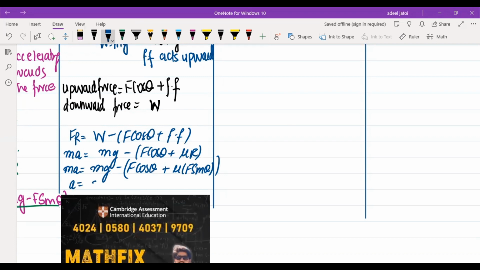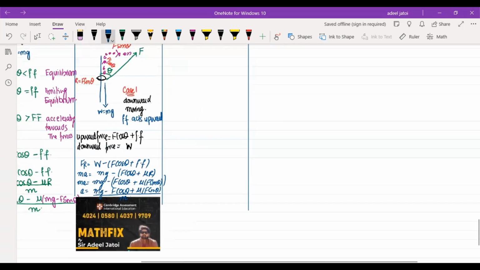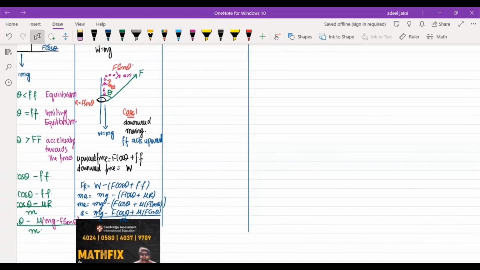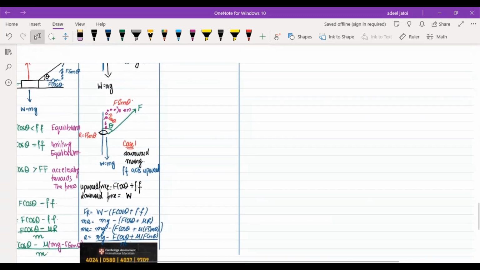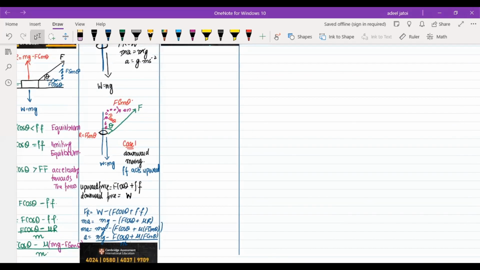So a will be mg minus F cos theta plus mu F sine theta, upon m. So this will be finding out the acceleration when the frictional force is being applied and in the vertical surface the object is dropping downwards.